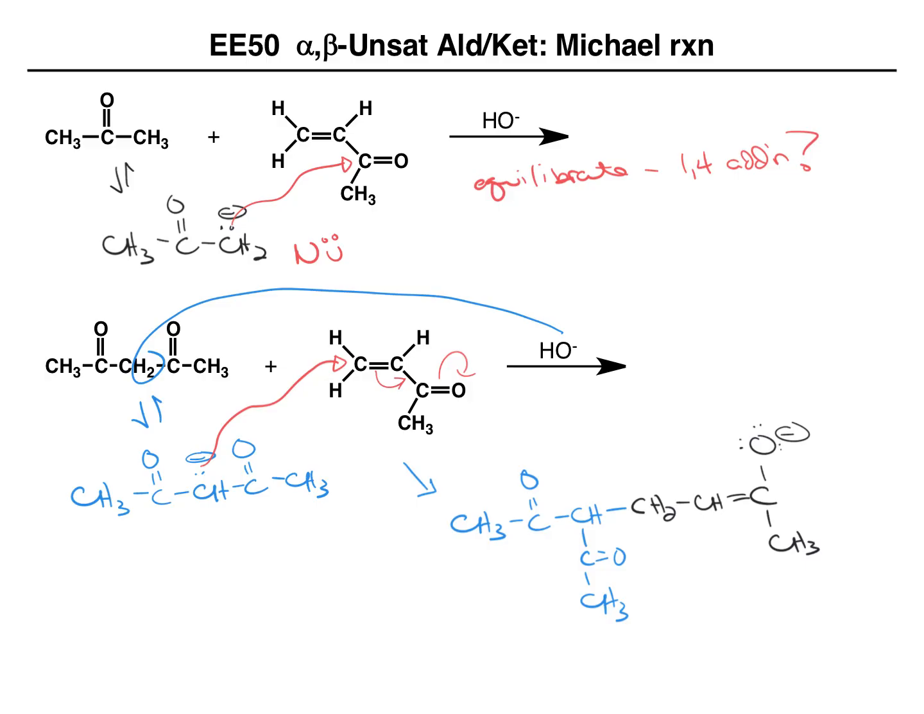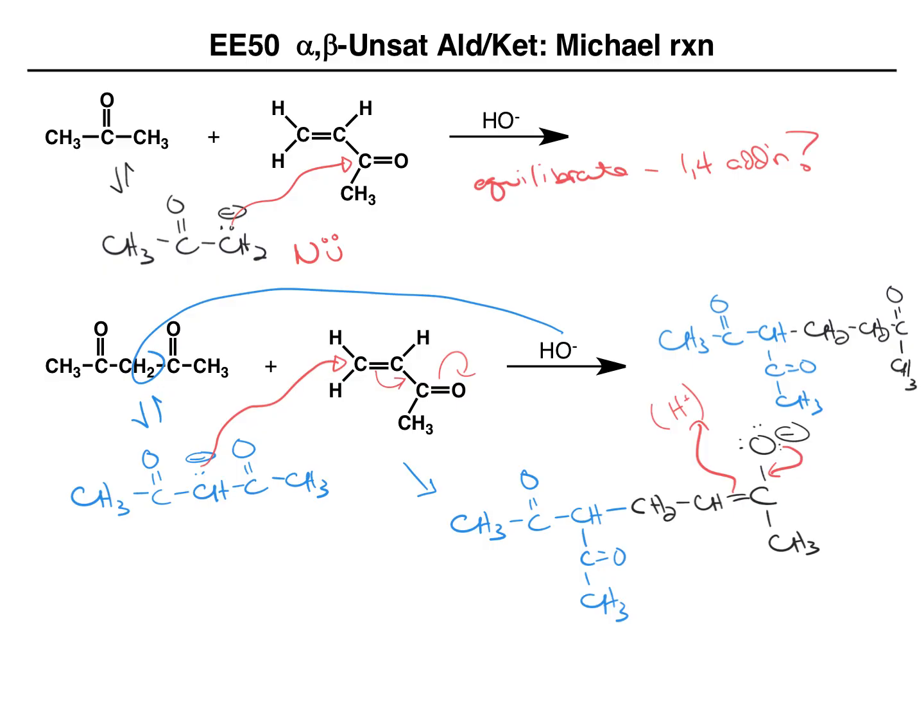Now, when these electrons collapse back down, this pair of electrons can grab a proton from the solvent, right? We're still under basic conditions. So either it is grabbing a proton from solvent or it could be on aqueous workup, but that will lead to this, connected to the CH2, CH2, C double bond O, CH3.